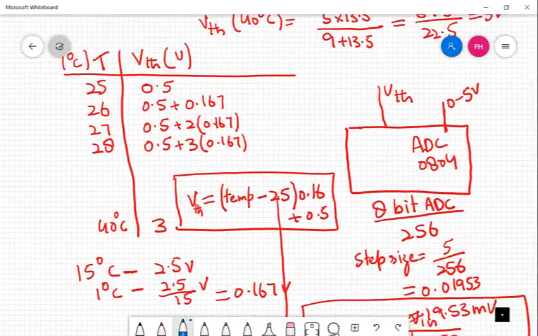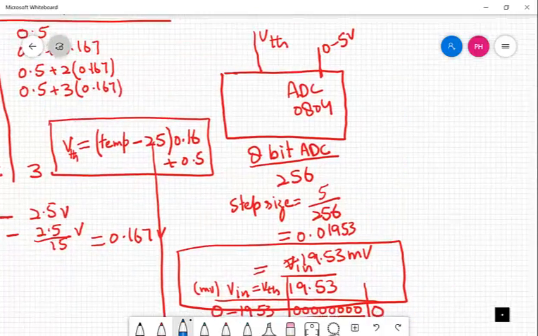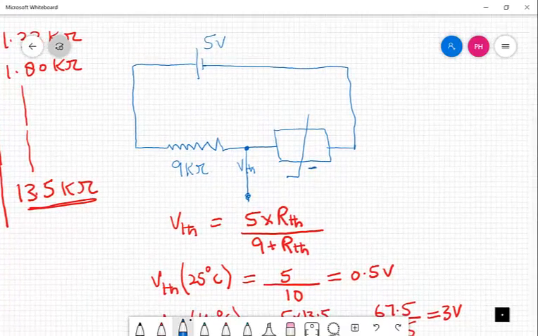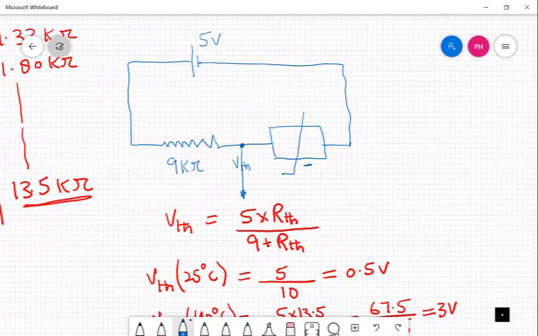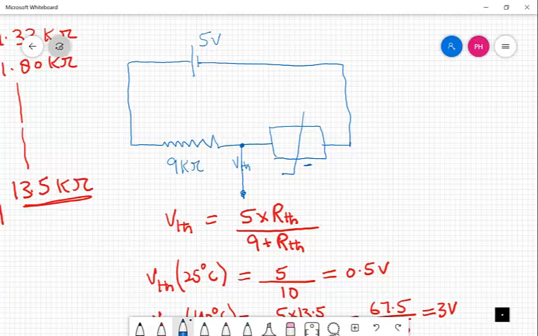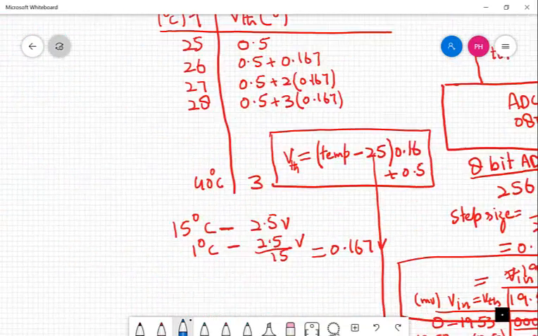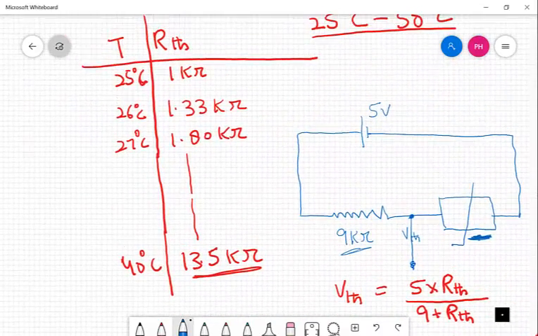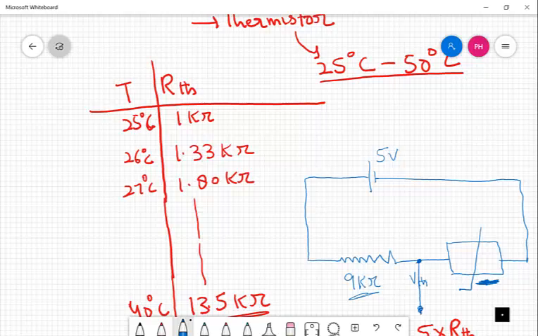We actually have a thermistor. That thermistor we have put in a circuit, and the circuit is something like this. We have 5 volts that we have given across a thermistor and a fixed 9 kilo ohm resistor. At the center of this we are getting a voltage VTH that is constantly changing, because the resistance of the thermistor is constantly changing. And we have assumed that the temperature resistance profile of this thermistor will be something like this.